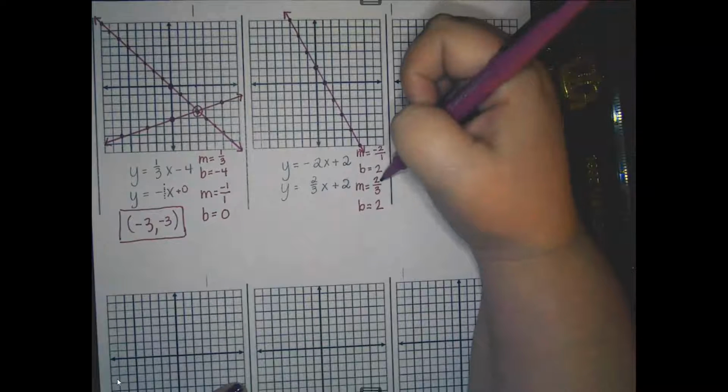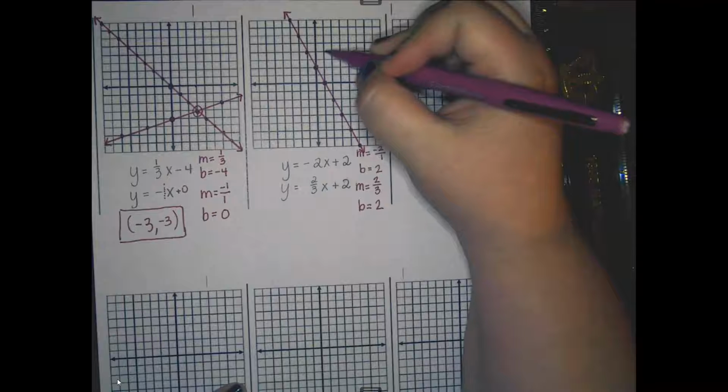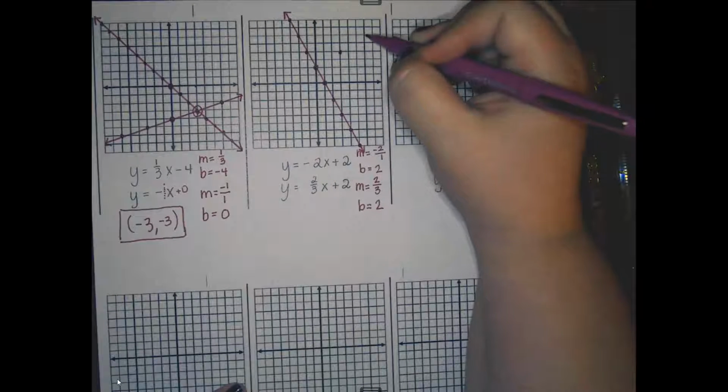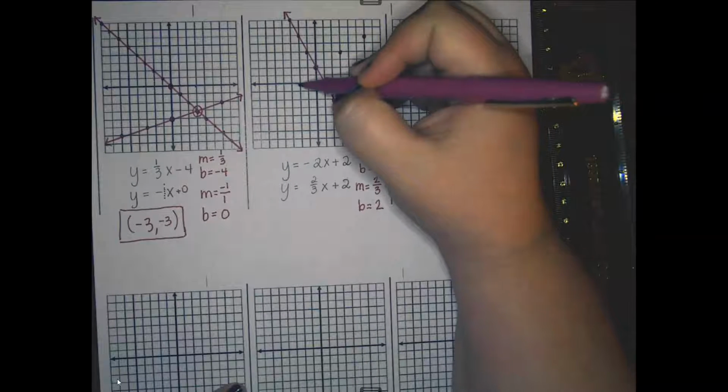All right, so my slope for the second one is 2/3. My y-intercept is 2. My movement tells me to go up 2 and to the right 3. Up 2, to the right 3. 1, 2, 3. The reverse is down 2 and to the left 3.